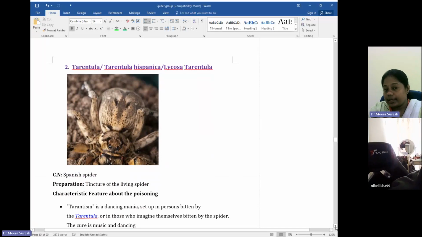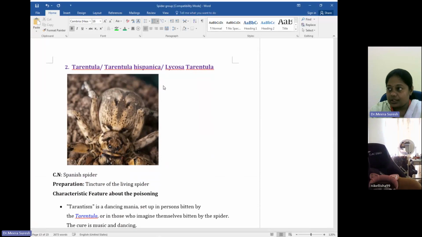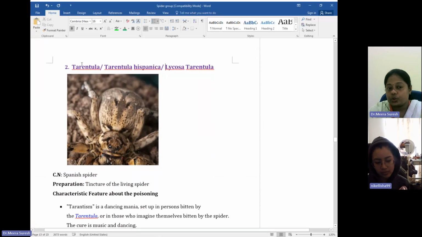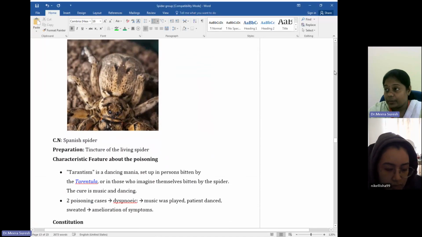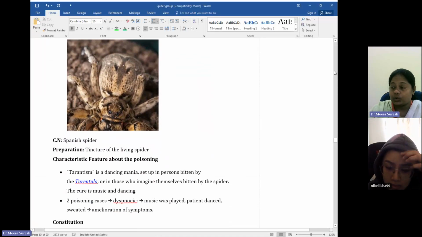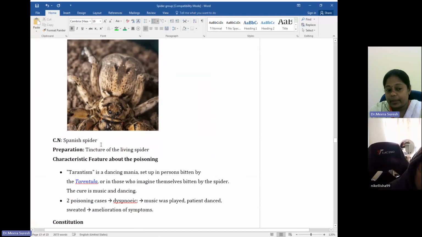And in another book, I think Farrington, they have not given the term Tarantula alone. They have given it as Lycosa tarantula. So this is not another separate drug or another spider. This is the same. Lycosa tarantula also means Tarantula hispanica. Hispano is the term used for Spanish people, so the common name will be Spanish spider. Preparation I told you, tincture of the living spider, except Tela araneae. Everything is tincture from the live spider.